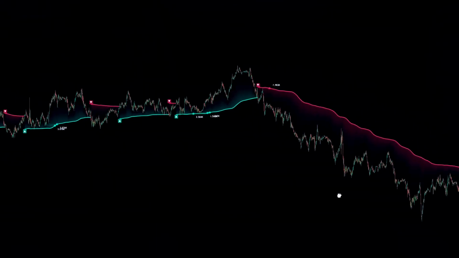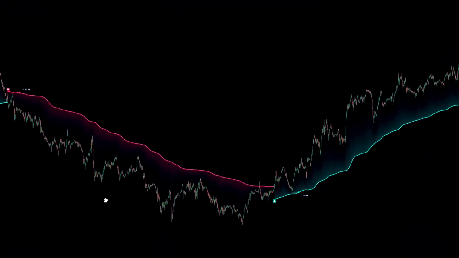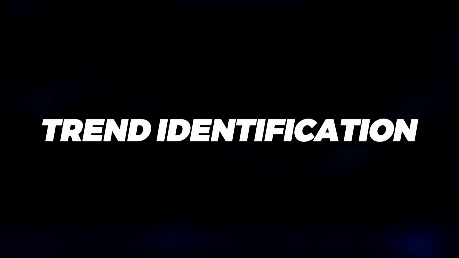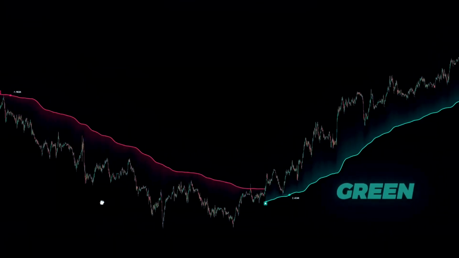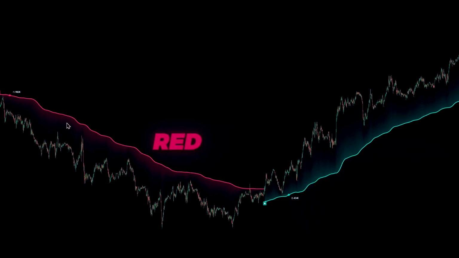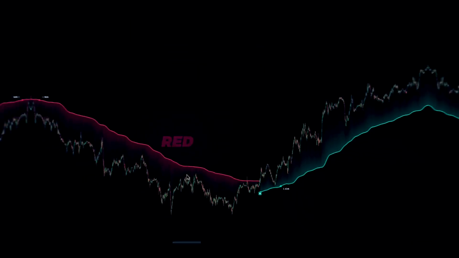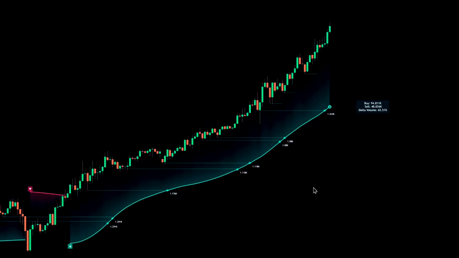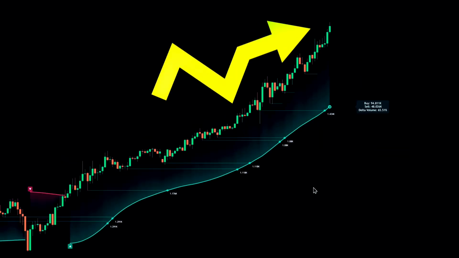In a trending market, the VIDIA indicator serves two primary purposes: trend identification. If the trend cloud is green, you know the trend is bullish. If the trend cloud is red, the trend is bearish. Strength of the trend. This is where the volume table comes in handy. In a strong bullish trend, you'll see a delta volume greater than 50%. This tells you that the market is firmly in the bullish phase.